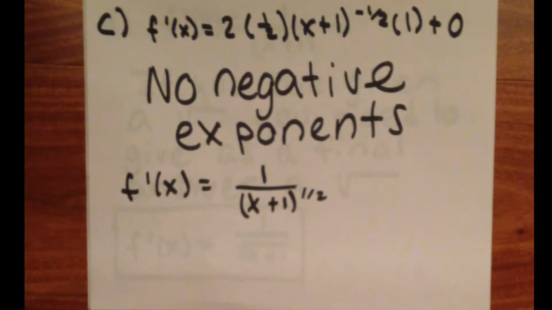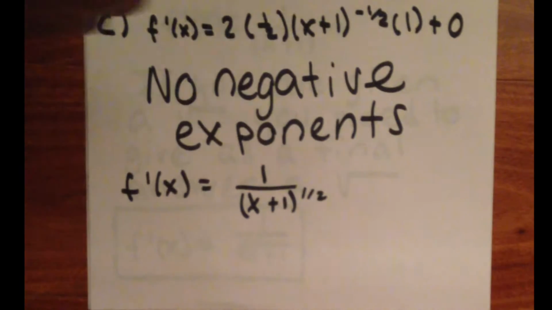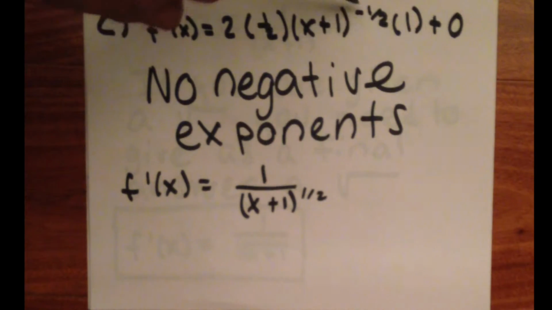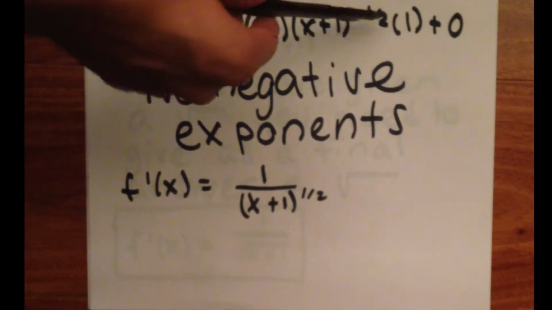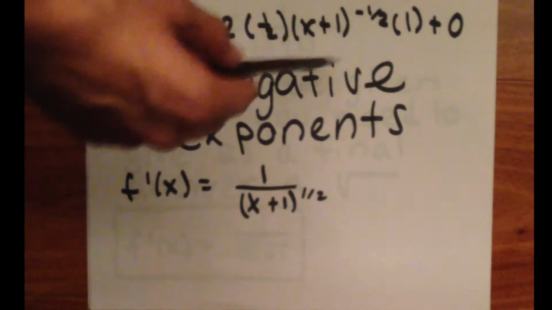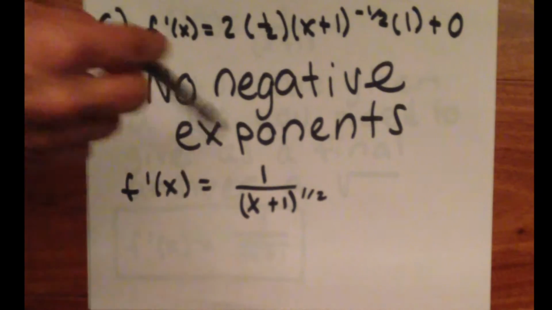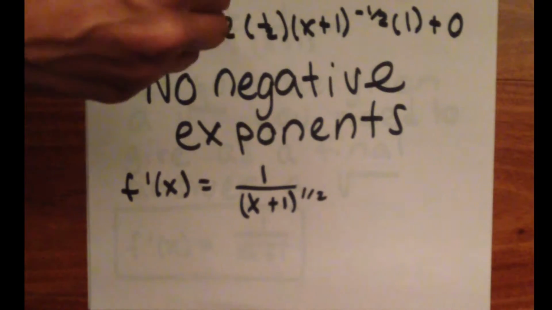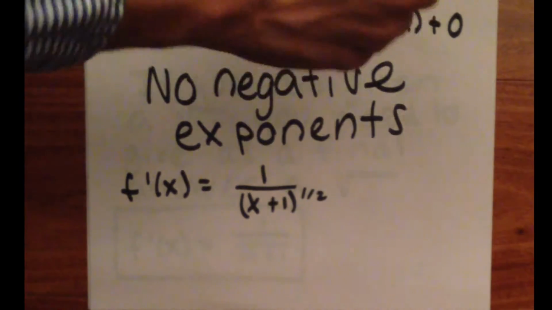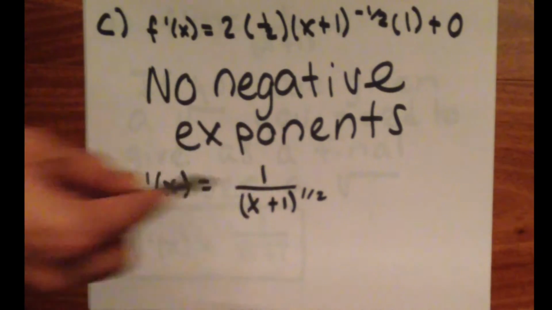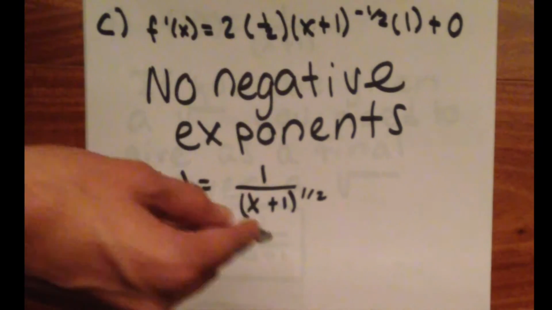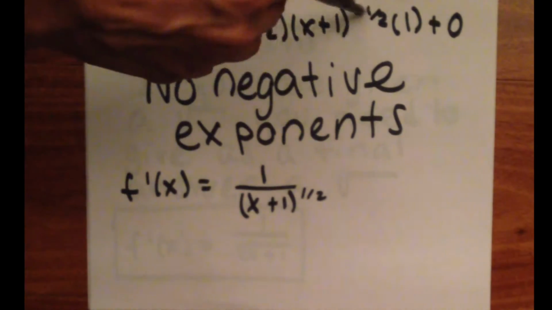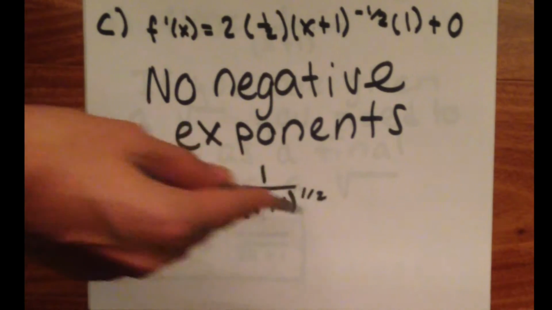Next, we have to see if we have any negative exponents. In this case we do. The 1/2 has a negative. The way to get rid of this negative is bringing the (x plus 1) exponent down to the denominator. So in this case we'll have 1, because 2 times 1/2 times 1 equals 1, over (x plus 1), being that we brought it down here, and this turning to a positive 1/2.